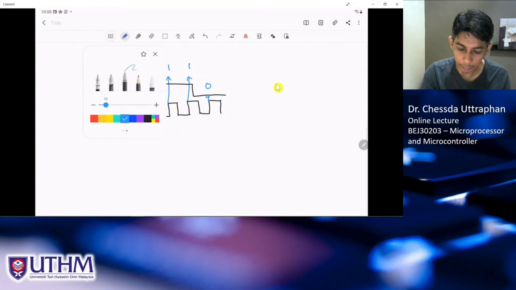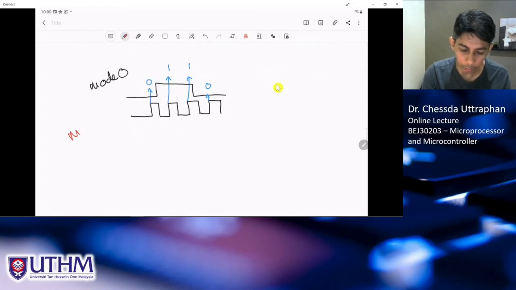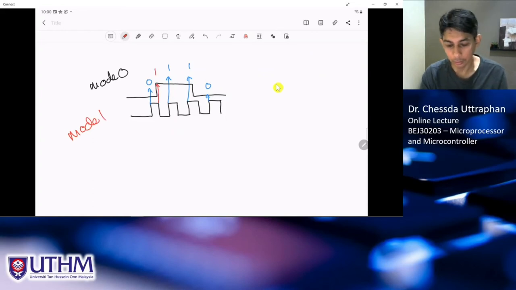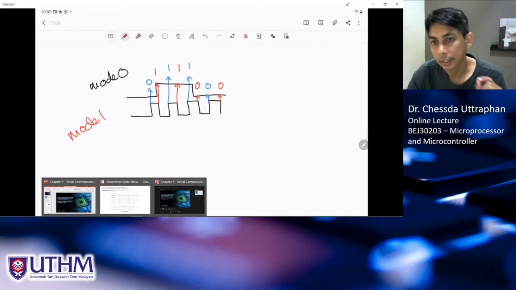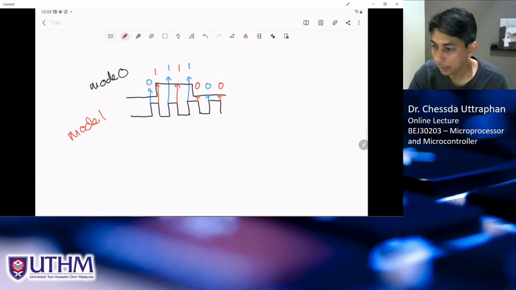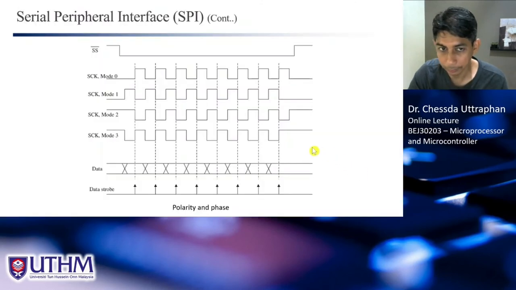So when we look at here, if we use mode 1, now here, not 0 anymore, but 1. Here, 1, but here is 0. Right, so that is the difference between mode 0 and mode 1. So make sure that we use the same mode between the sender and also the receiver.